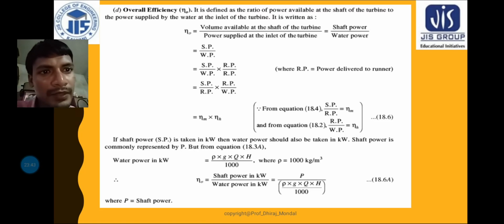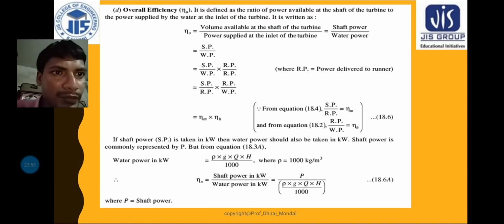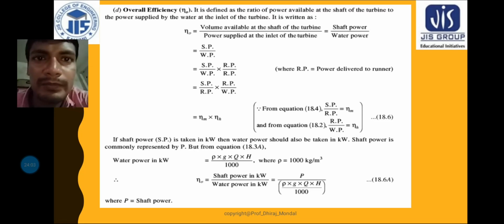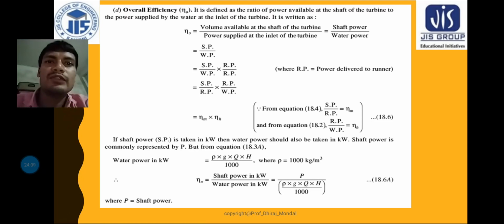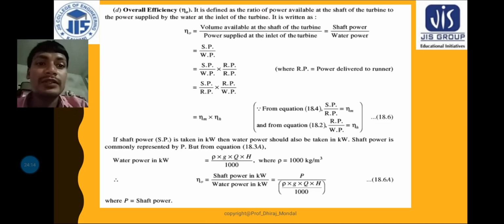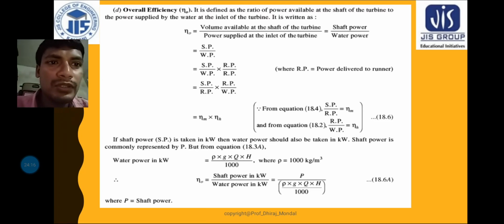Now if I am talking about the shaft power, if the shaft power is taken in kilowatt, then the water power should also be taken in kilowatt. Shaft power is commonly represented by P. So whenever I put shaft power as P, you need to consider that it is given in terms of kilowatt. So what is the water power? The water power is equal to W, and W is equal to rho G Q H.